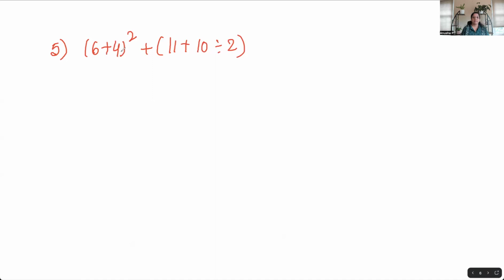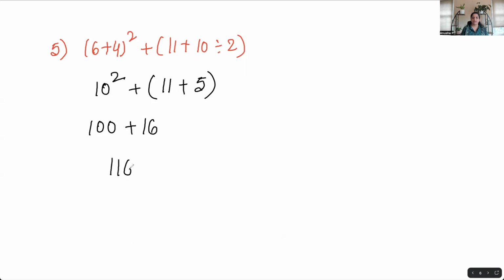Now, 6 plus 4 whole square is nothing but 10 square, plus here, instead of addition, first you have to do division in this case, okay? So 10 divided by 2 is 5, okay? So 10 square is 100, plus 11 plus 5 is 16, which is 116, okay?